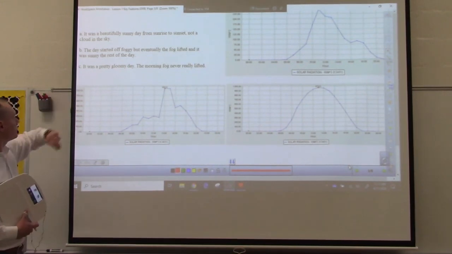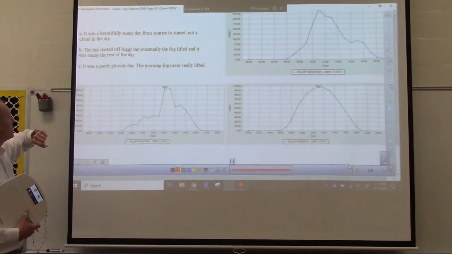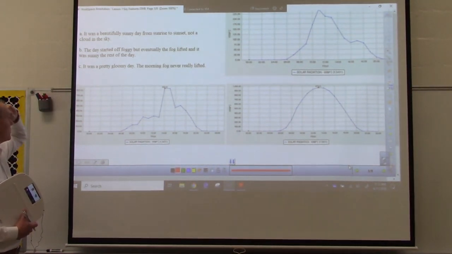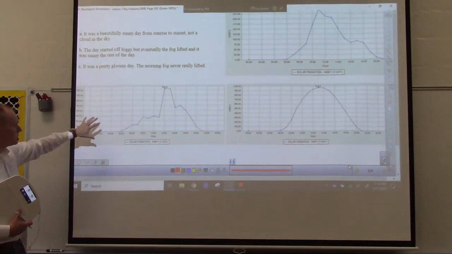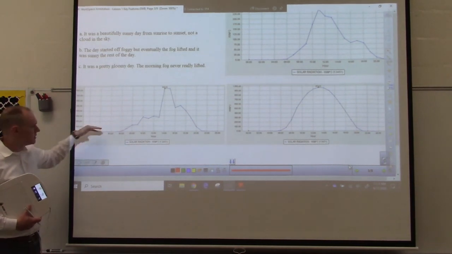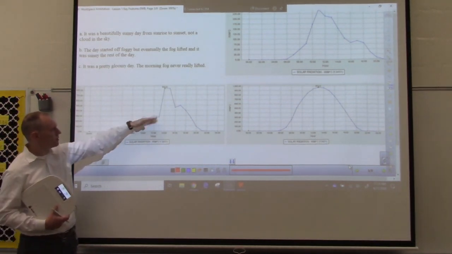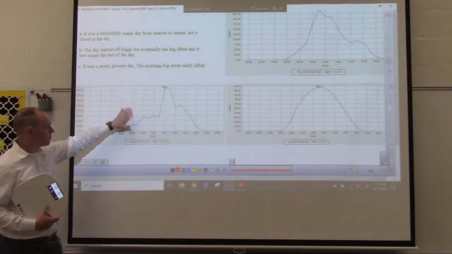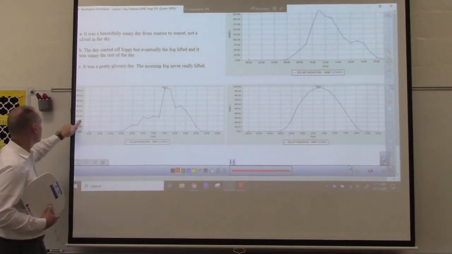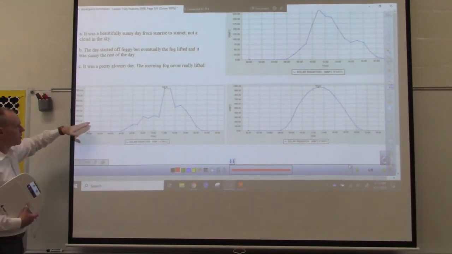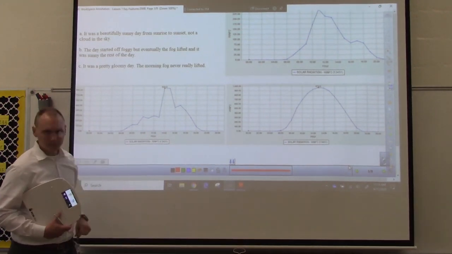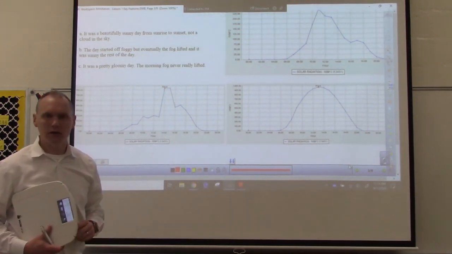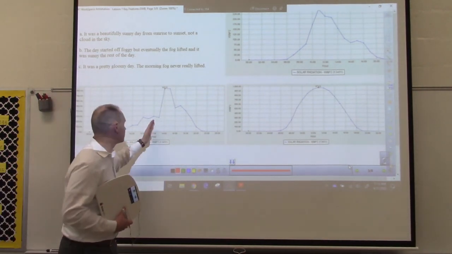B, the day started off foggy, but eventually the fog lifted, and the rest of the day it was sunny. So that's going to be this one. Hopefully you recognize that in the morning it kind of stayed fairly low. The sun was kind of out, but it was fairly low around maybe the 250 mark, and then all of a sudden at 1:30 the fog lifted, and it spiked.